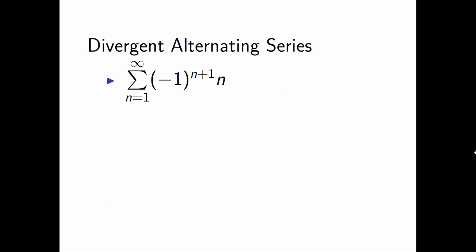Since we looked at some absolutely and conditionally convergent examples, maybe we should look at one of the other type. We can also look at a divergent alternating series. So here we have (-1)^(n+1) times n, and it's very easy to see if we just take the terms. We get 1 minus 2 plus 3, and there's no way that that's going to converge. So that's a divergent series.